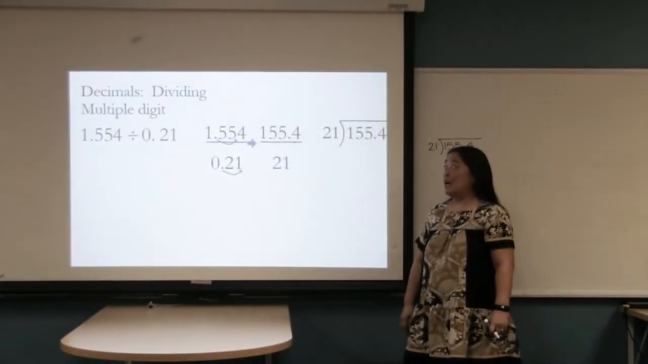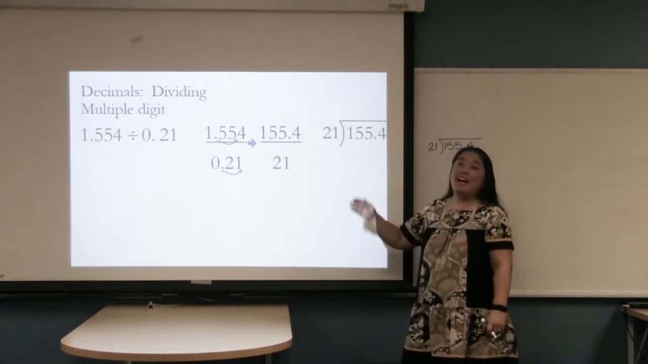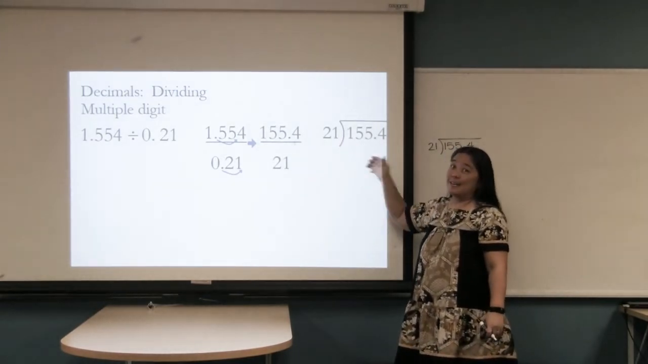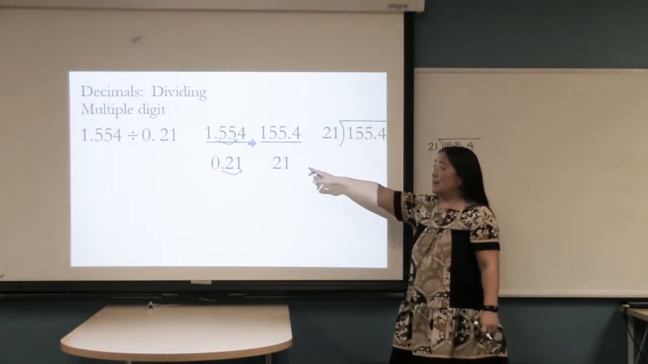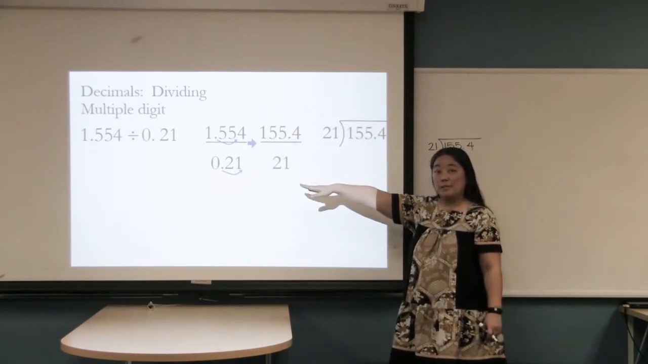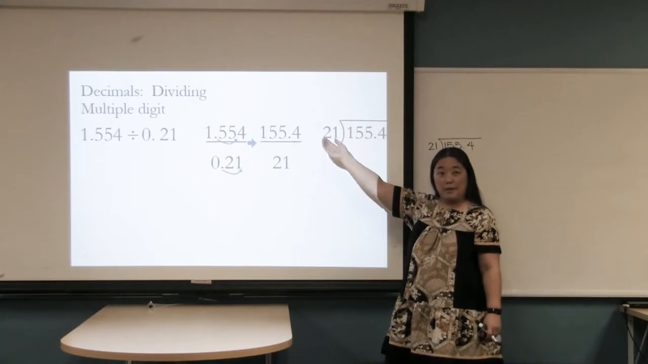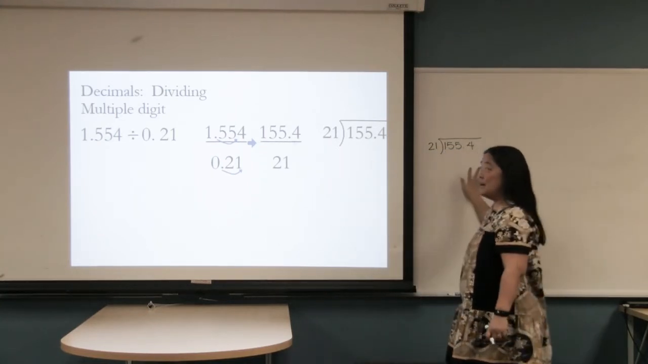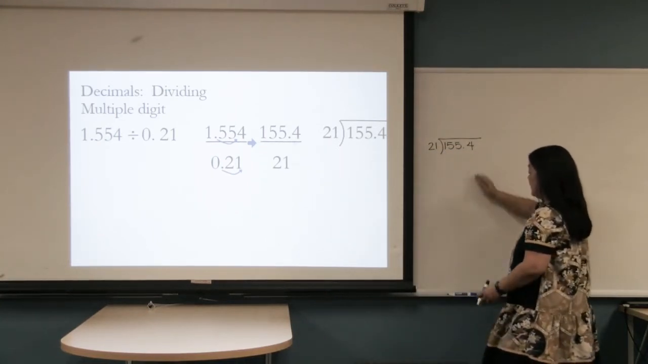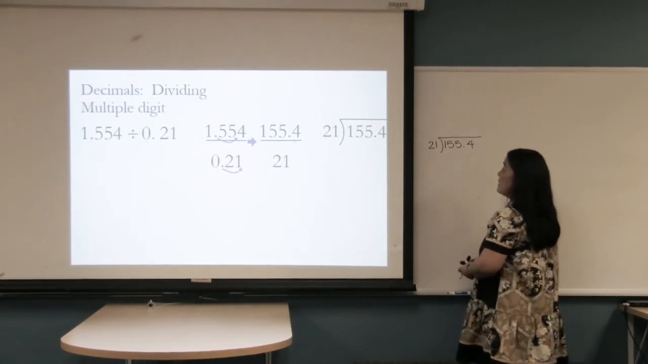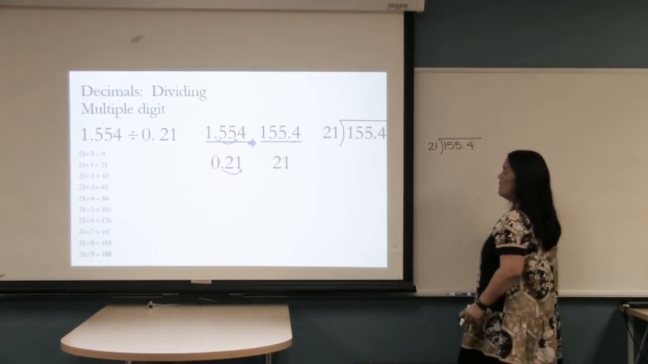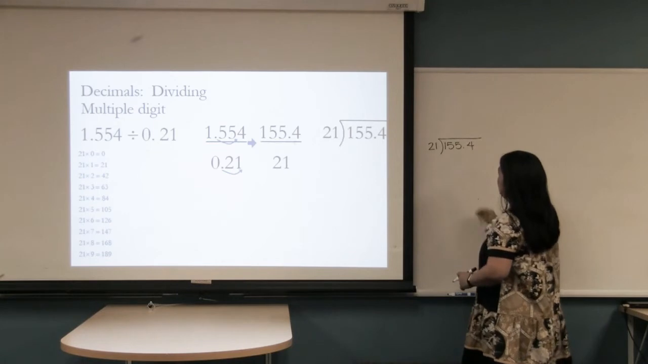Decimals dividing multiple digit. We have left to right, top to bottom, and inside out, and on the whiteboard. Again, because you cannot have decimals in the bottom, you have to move it over, in this case 2 places on the bottom, and to be fair, 2 places on the top, before you can write it like this. This is our 21 times table, so keep that 21 times table in mind.